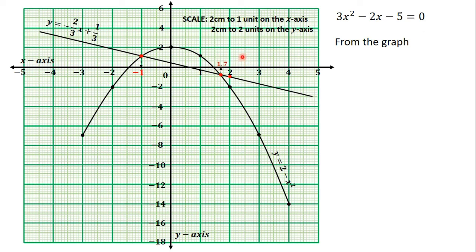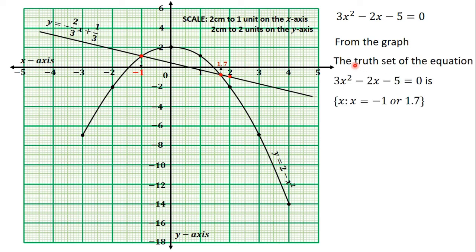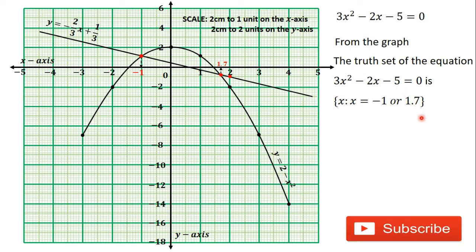But the question said we should write our answer as a truth set. So we can say that the truth set of the quadratic equation 3x squared minus 2x minus 5 is equal to 0 is s such that x is equal to minus 1 or 1.7.